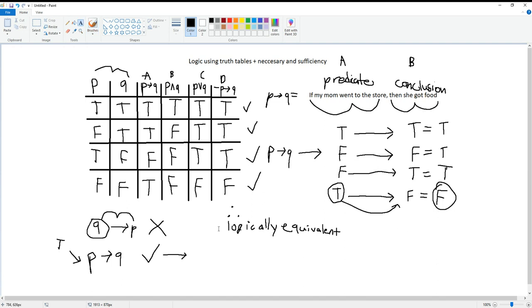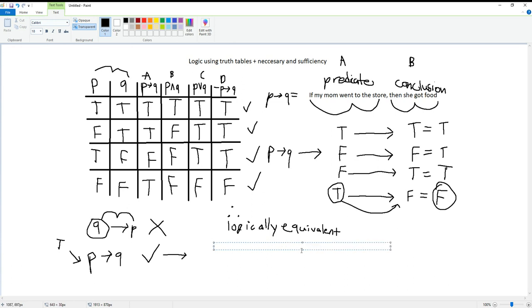So let me type that out because it's kind of confusing. Based off of our if-then statement, our mom going to the store is a sufficient but not necessary condition for getting food. That is how it is worded.